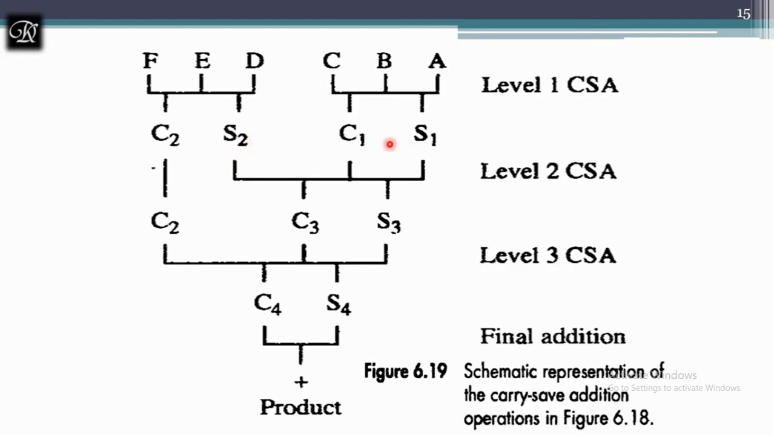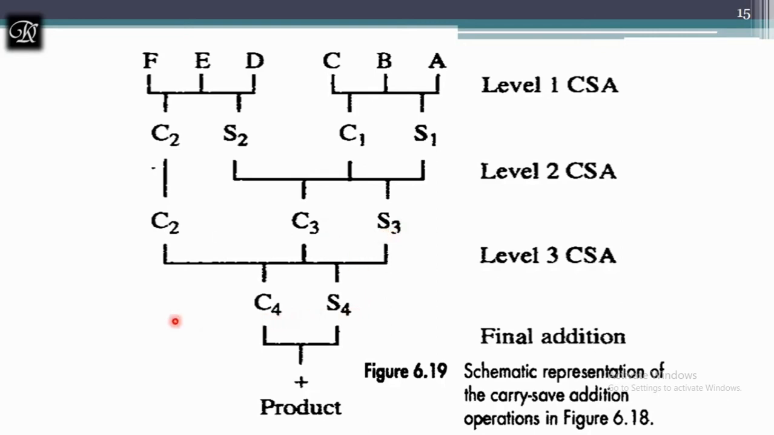So again I'll group them. I'm grouping sum 1, carry 1 and sum 2, a group of 3, and I'm finding the next vectors, sum 3 and carry 3. I cannot form a group of 3 for C2, so I will carry it to the next level and again make a group of C2 from the previous level, C3 and S3 from the current level. And again I will find the sum and carry for that.